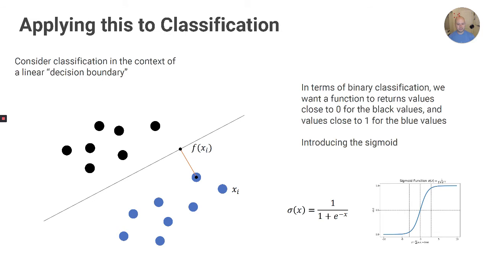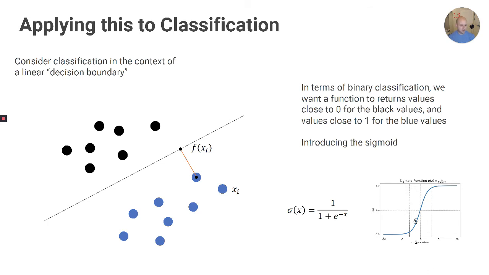To really figure this out, we want a function that returns values that are close to 0 for the black values, so that's our first class, right? And we want values close to 1 for the blue values, which is going to be our second class. There are a lot of different functions that we can use to do this. You could do this with linear, but linear gets a little bit hard in terms of capping it and maximizing it. So we usually use what's called the sigmoid function, which is defined as 1 divided by 1 plus e to the power of negative x.